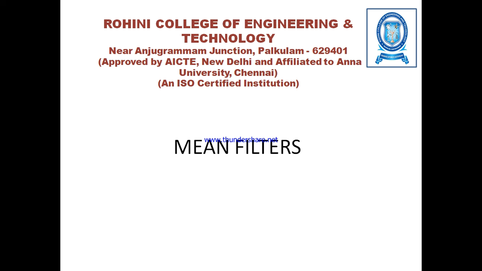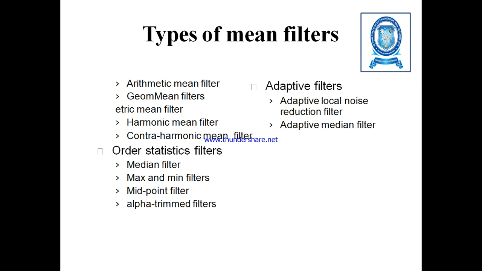So today we will see about mean filters. What are mean filters? What are the types of mean filters that are present? There are various types of mean filters: arithmetic mean filter, geometric mean filter, harmonic mean filter, and contra-harmonic mean filter.